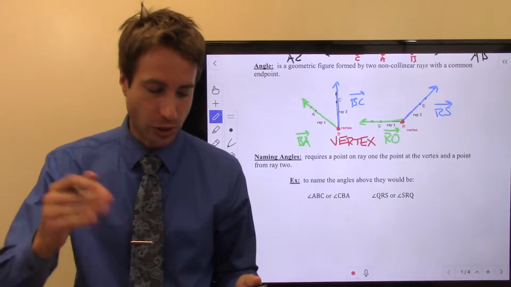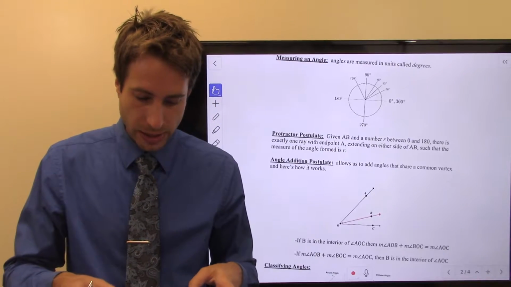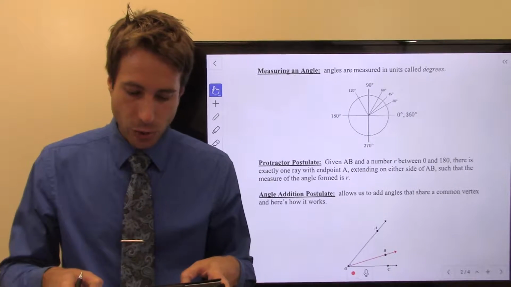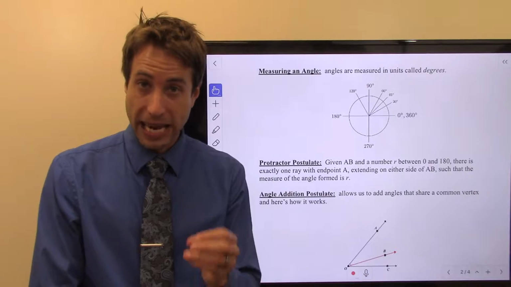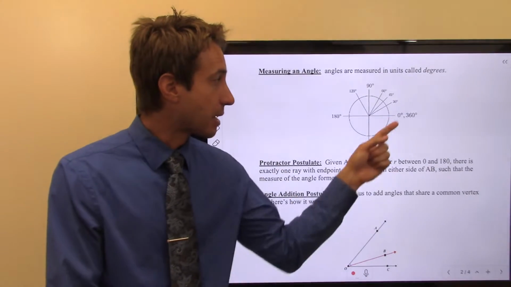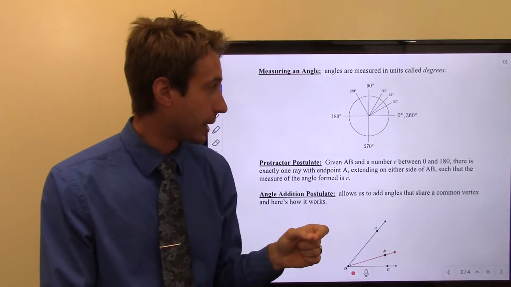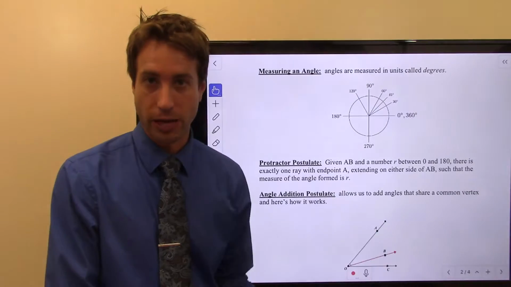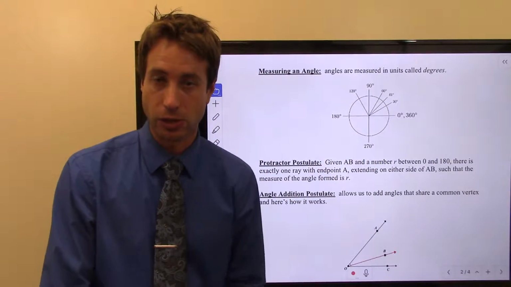So let's head on over to the next page, take a look at a few more things here before we get into doing some problems together. So of course, measuring an angle. Now, there are some common angle measures, ones that we'll see quite a bit, and that's going to be 0, 30, 45, 60, 90, 120, 180, 270, and 360 degrees. Of course, with 360 degrees being one complete circle.